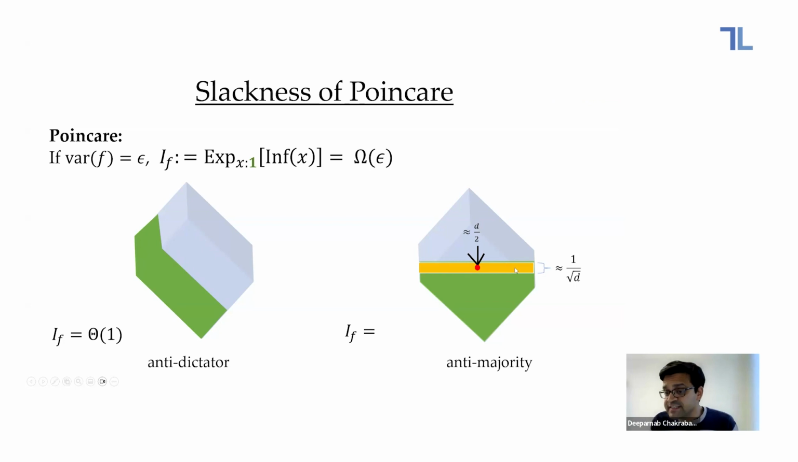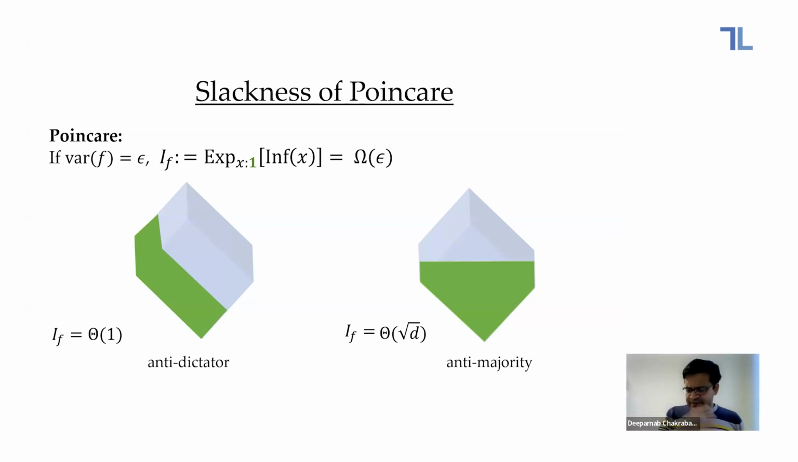But how many such vertices are there? Well, that's the middle layer of the hypercube, so the fraction of vertices there is like 1 by square root d. If you multiply 1 by square root d and d, you get that the average sensitivity of this anti-majority is roughly root d. The variance is epsilon, and Poincare says the influence is at least epsilon, but it's actually much, much larger. So in some functions, it is extremely slack.